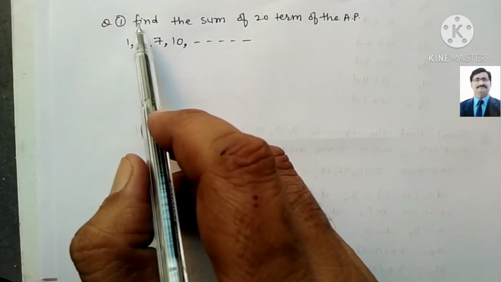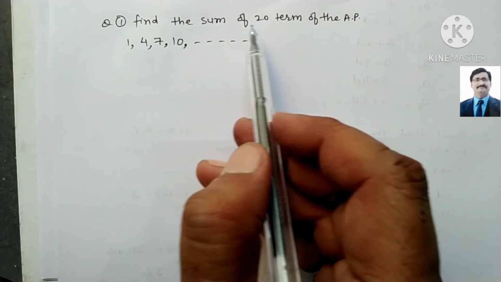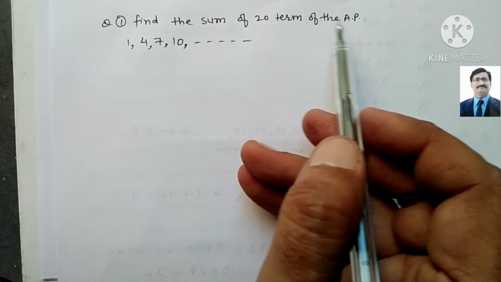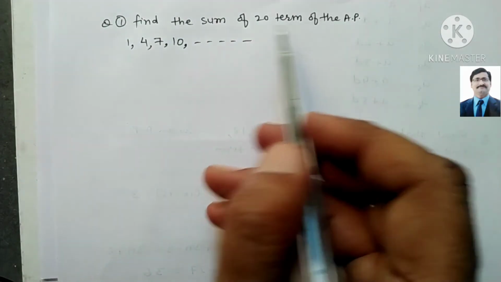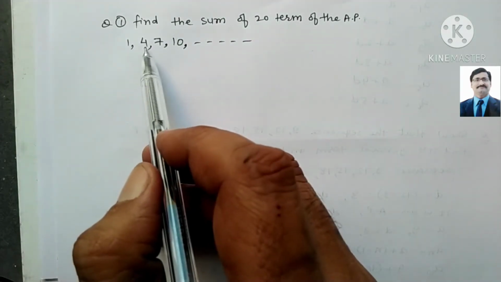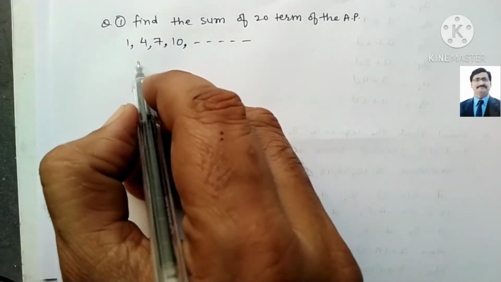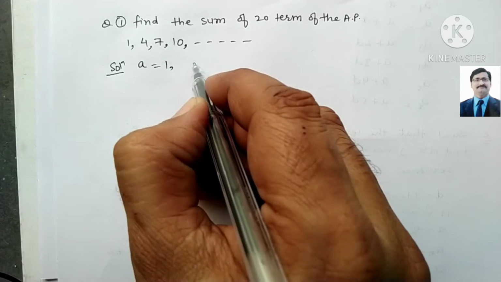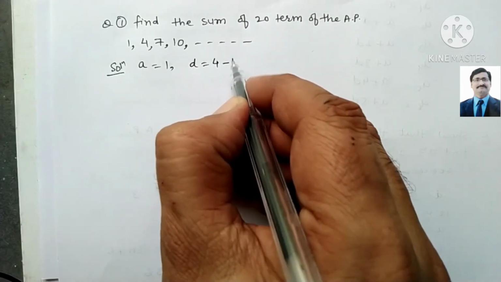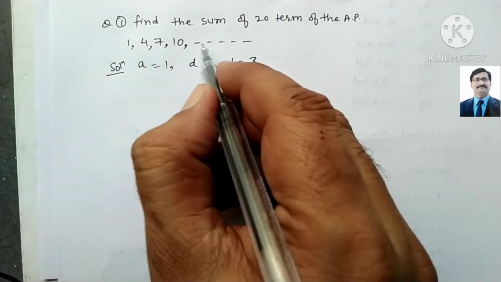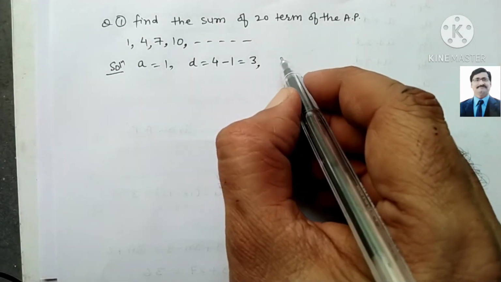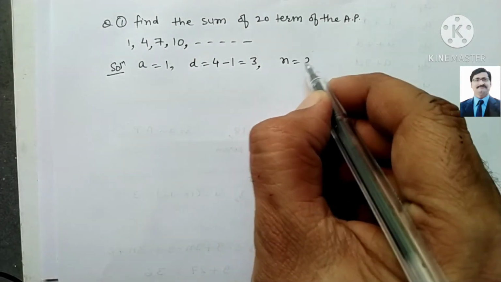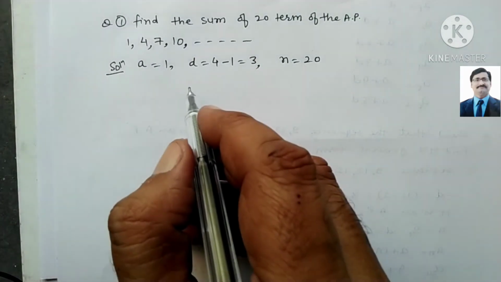Look at one question: find the sum of 20 terms of an AP. We have to find the sum of 20 terms. The AP is 1, 4, 7 and 10. Here the first term is 1, the difference is 4 minus 1, which is 3, and all the terms have the same difference, and here n is 20. We have to find the sum of 20 terms.